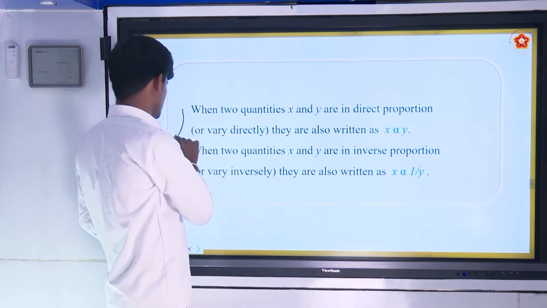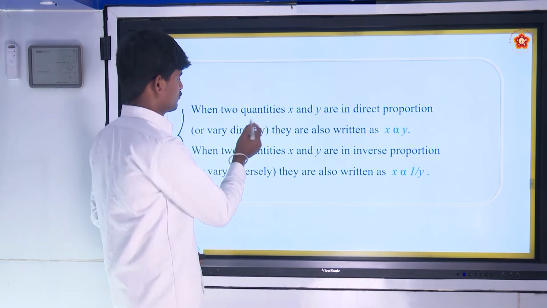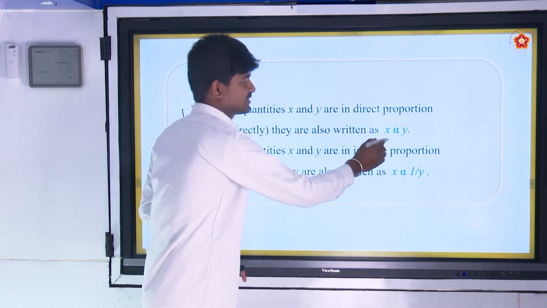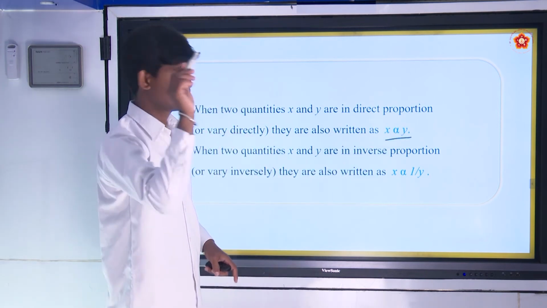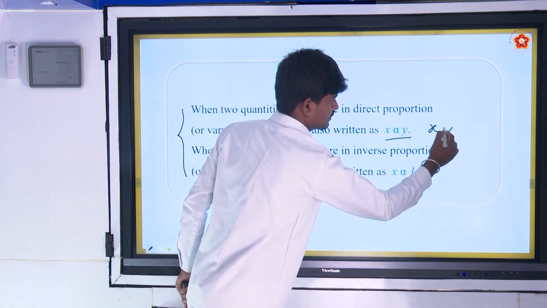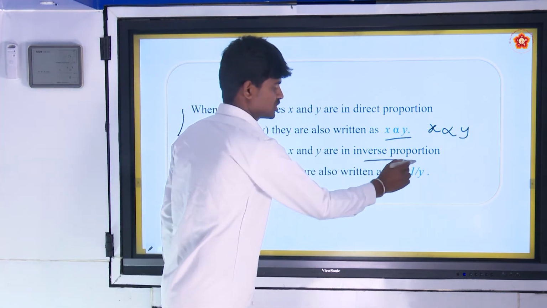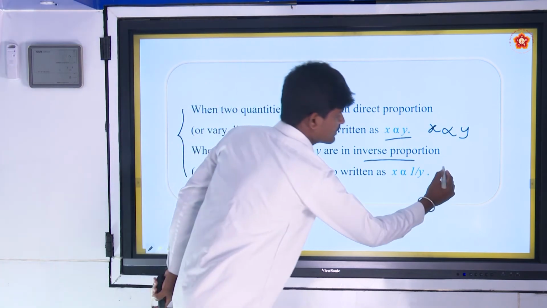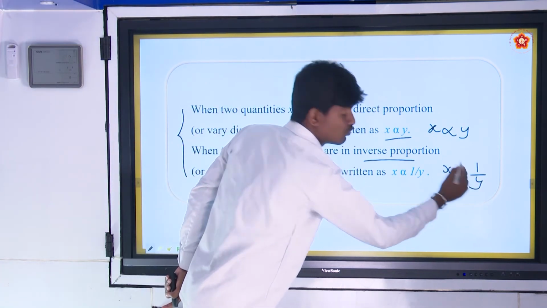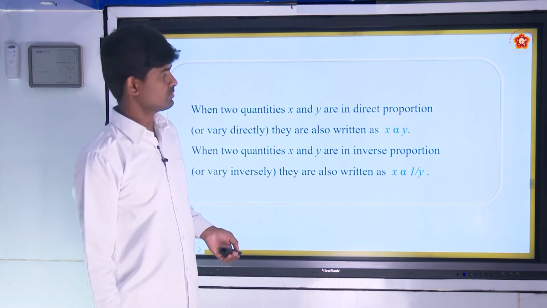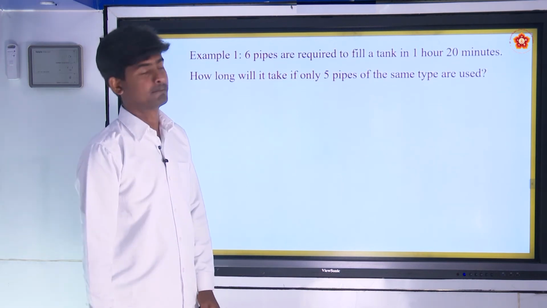How can we write direct and inverse? When two quantities x and y are in direct proportion, it is written as x is directly proportional to y. When two quantities x and y are in inverse proportion, we can write x is inversely proportional to 1 by y. Okay, that's it. Let's move on to the problem.